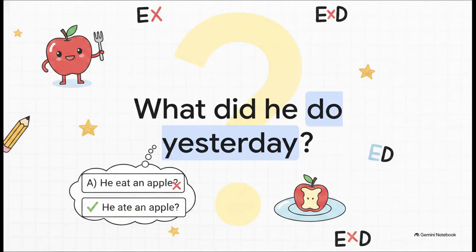All right, let's see if you can remember that special rule breaker verb we learned for eating. The question is, what did he do yesterday? Is the answer A, he eat an apple? Or is it B, he ate an apple? Think back to those sneaky rule breakers that refuse to use the magic ED. Which one of these sounds right?